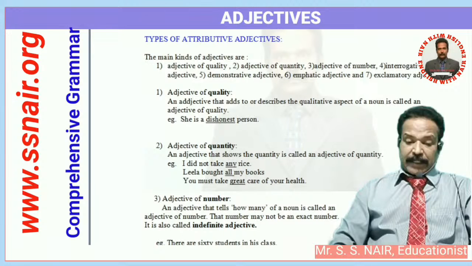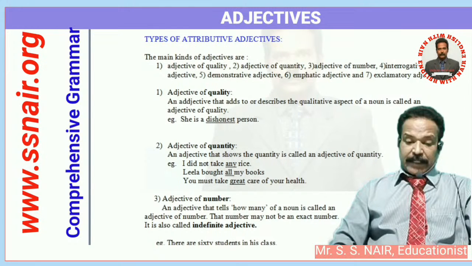Each boy will take his own prize. Many persons are waiting for you outside. Do not buy any photo from that shop. Give some toffee to that child. Here you see 60, the first one, is showing the number, but the other examples are showing each, many, any, some. So here each and every are also called distributive adjectives. For example, each boy, every girl. This sort of word we can label as distributive adjective.